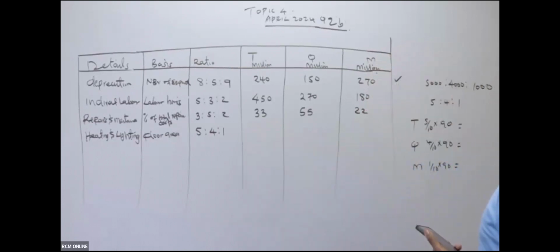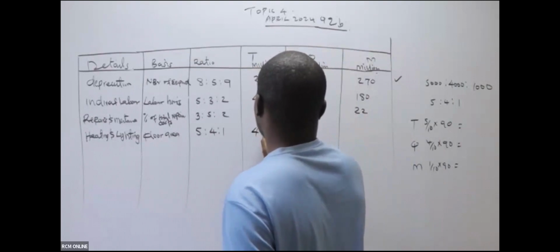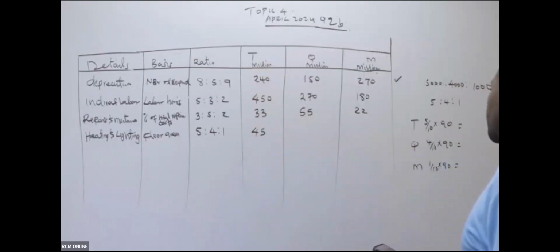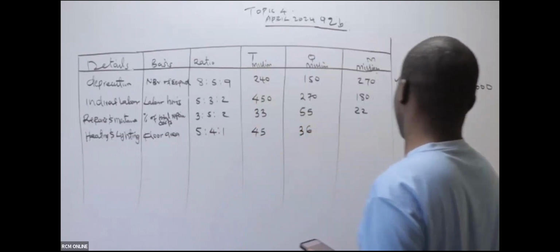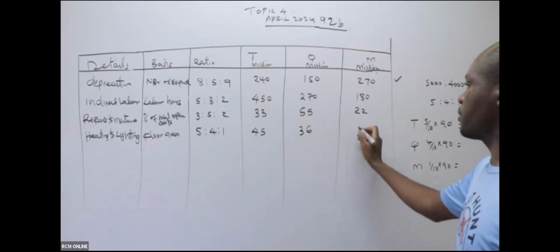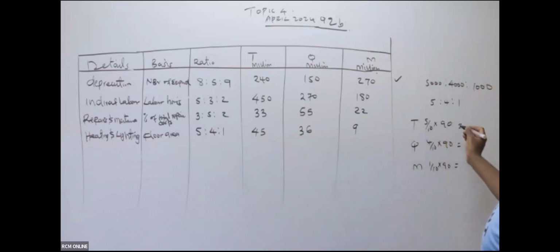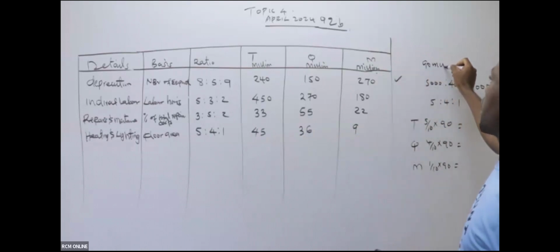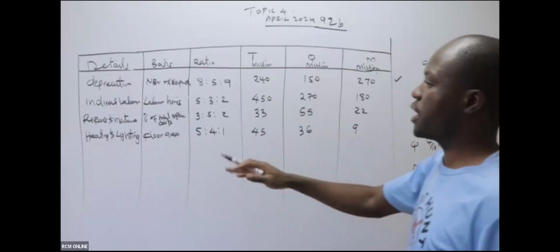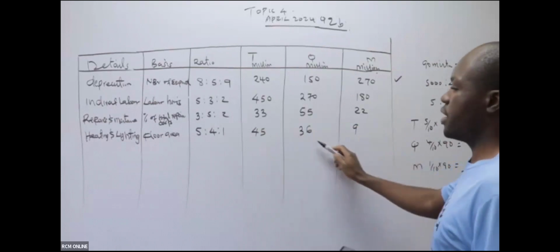So let's start with the first one. What are we getting for T? 45. How about Q? 36. M, what will we have for M? 9. At the end of the day, if you add the amount that has been distributed, it should not be more than what you are sharing. Remember, you are sharing 90 million as rent, tax or heating and lighting. So it must be equivalent to what you are distributing to the 3 departments.